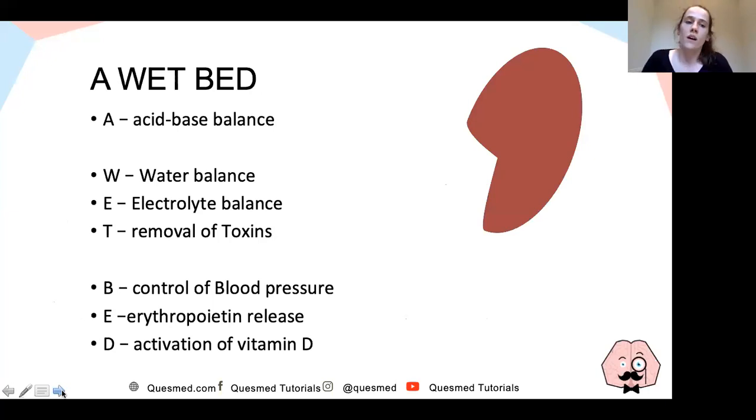Okay, so a way that I got taught to remember the functions of the kidneys, just so that you don't miss out on any of them, because we do know that they filter out toxins and get rid of water, but they have a few other functions. A nice way of remembering it is "our wet bed". So they control acid-base balance, water balance, electrolyte balance, they remove the toxins, and then B is they are involved in the control of blood pressure, which we'll come on to. E, erythropoietin release, so that's stimulated by low hemoglobin levels, and D, the activation of vitamin D.